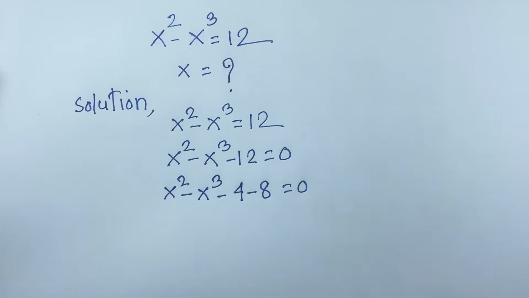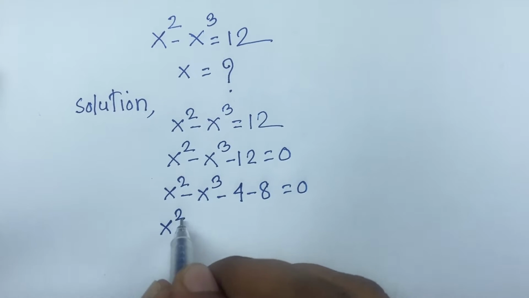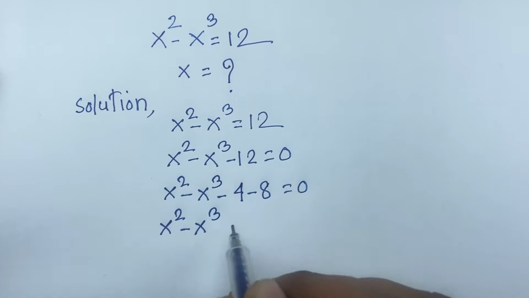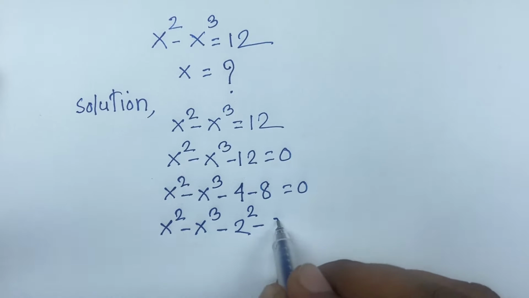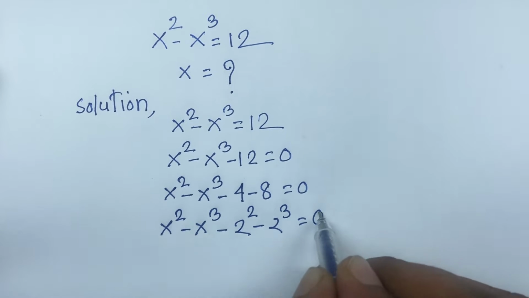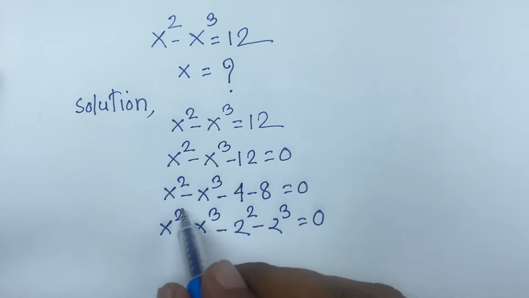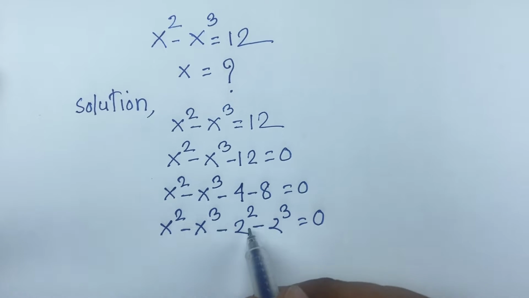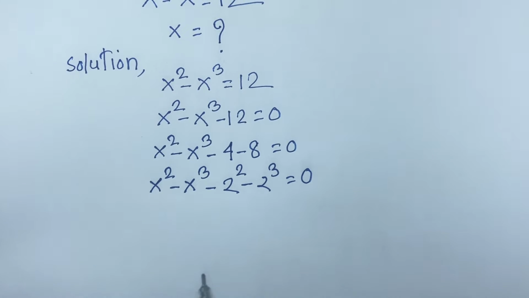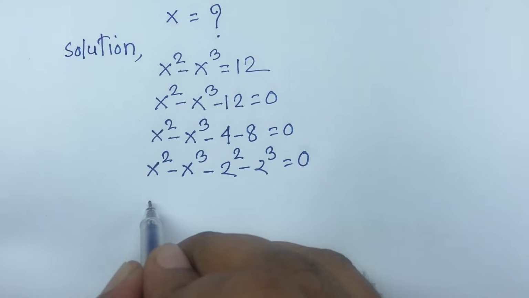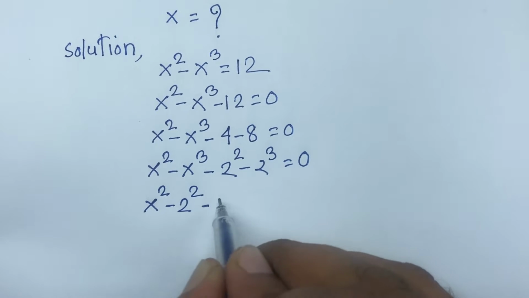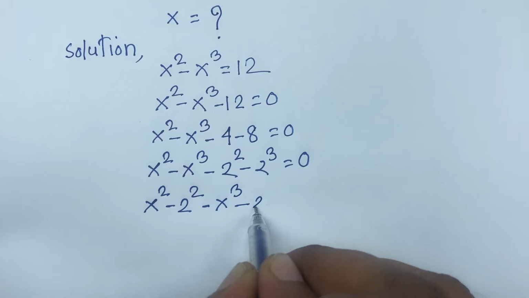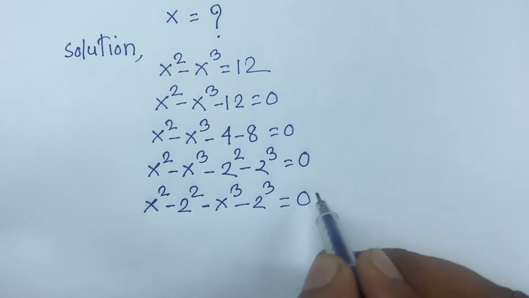Then it will be x square minus x cube. 4 will be 2 to the power 2, minus 8, it will be 2 to the power 3, is equal to 0. Because of that, here is x square, this is x cube, and here is 2 to the power 2 and 2 to the power 3. At this moment, this equation becomes x square minus 2 to the power 2, and here is x cube minus 2 to the power 3 is equal to 0.